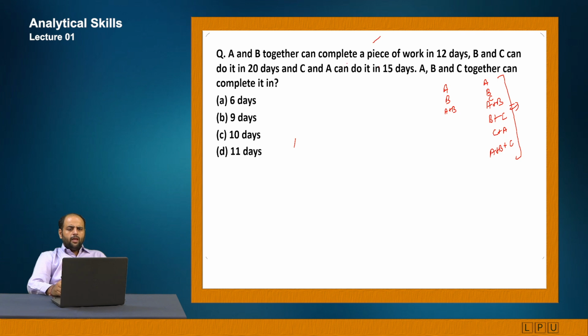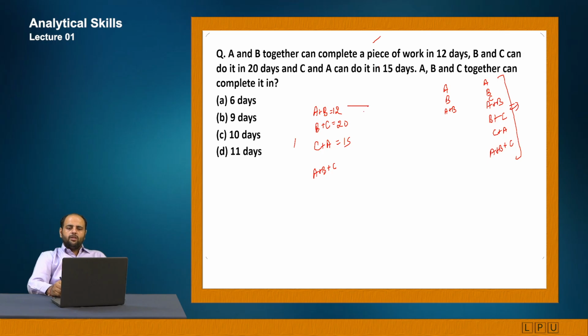So what will he be saying? He will be saying that A plus B can complete a work in 12 days. B plus C can do it in 20 days. And C plus A can do it in 15 days. Okay. Now he will be asking in how many days A, B and C together can do the work.